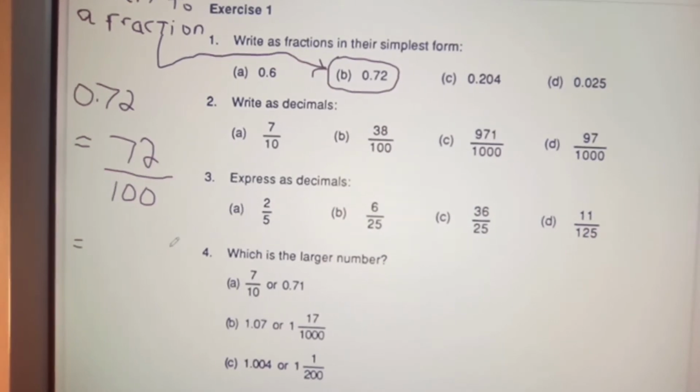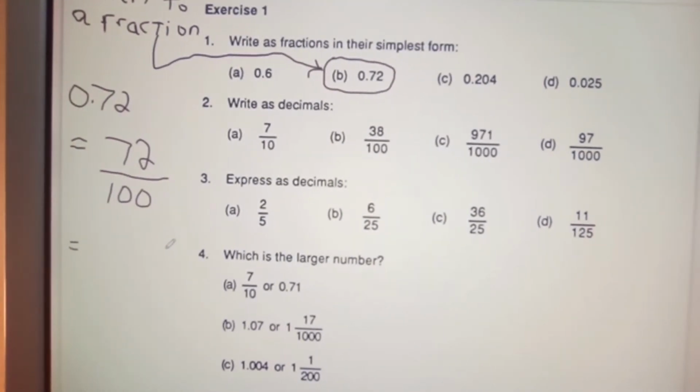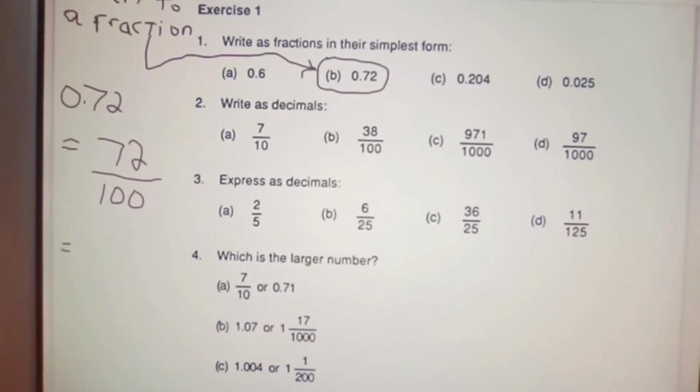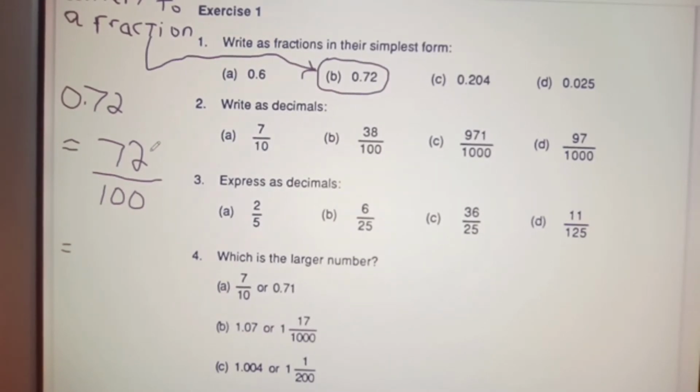Now, if we divide this by 2, so what we have here, 72 over 100, divide it by 2. Let's get our division symbol in, okay, and if we divide that by 2, here we do the same thing again as well, we divide this by 2.